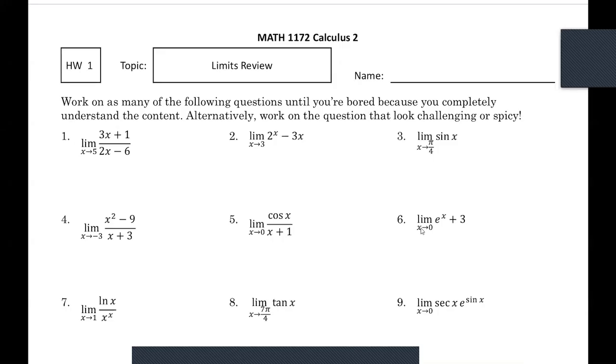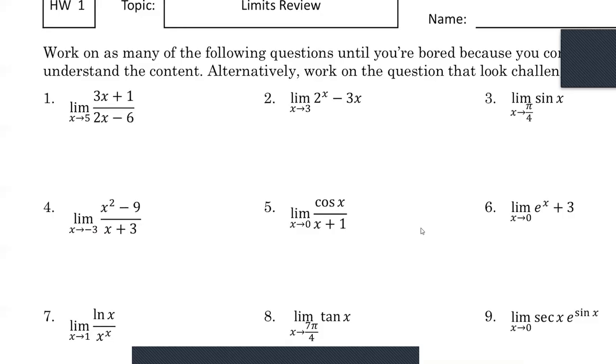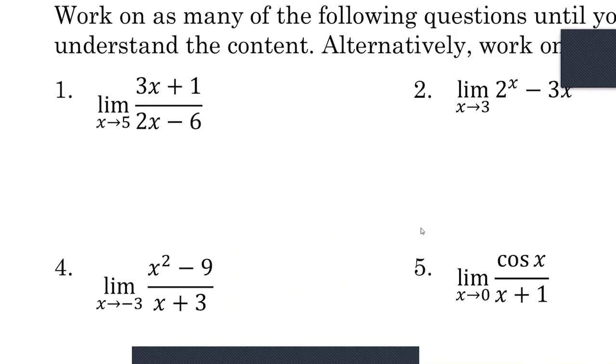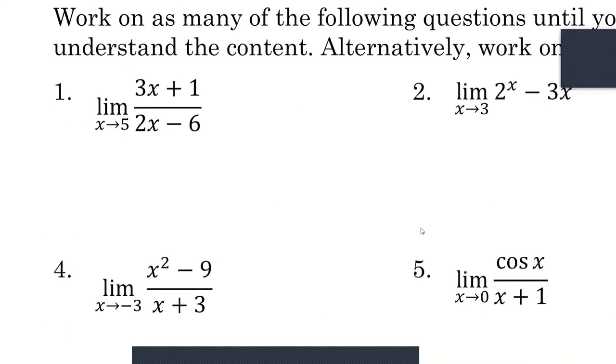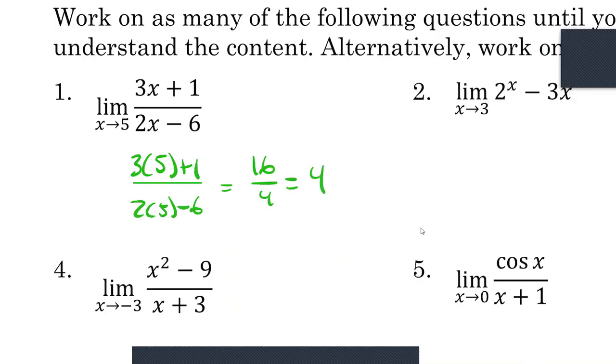All right, so on this homework, I'm going to do the first 7, I think, in this video, and then I'll just come back and do some other ones. So in question 1, we're just taking a limit, and one of the first things we should always think of is just plugging in the value, direct substitution. So if I do that here, we get 3 times 5 plus 1 over 2 times 5 minus 6. That's going to give us 16 over 4, so this should just be 4.